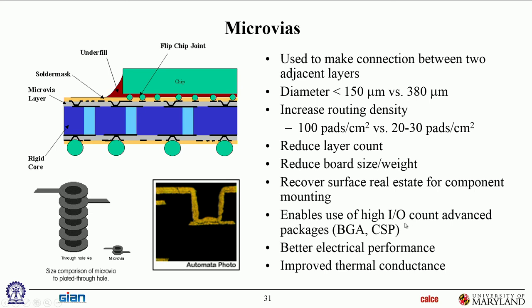And the idea is to get to very fine pitch, high I/O count, advanced packages, chip scale packages, BGAs, flip chips, and so on. So basically what you're trying to do is increase the routing density. That's where you're using those special layers and the micro vias.